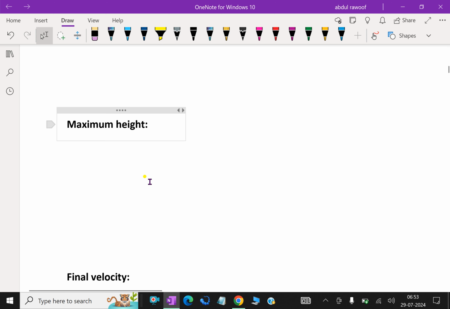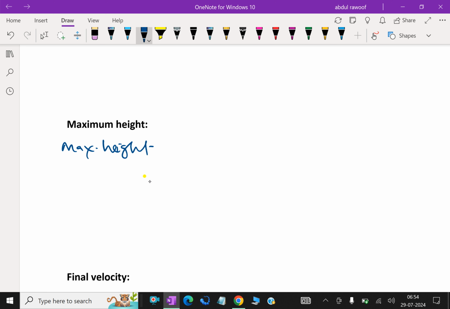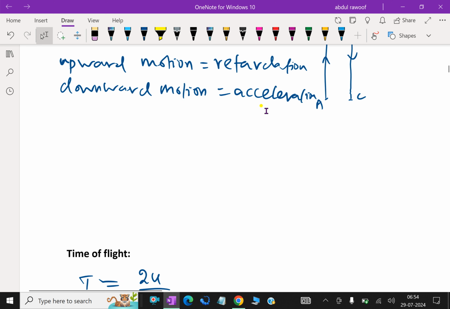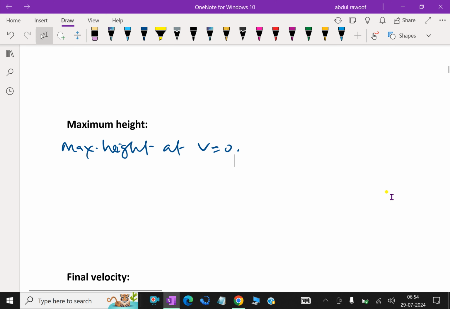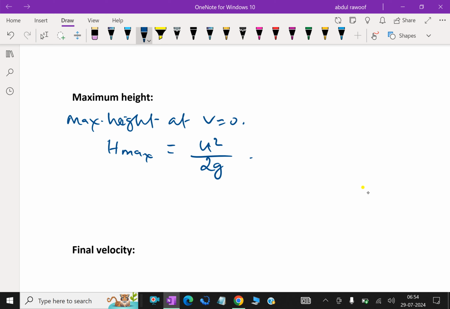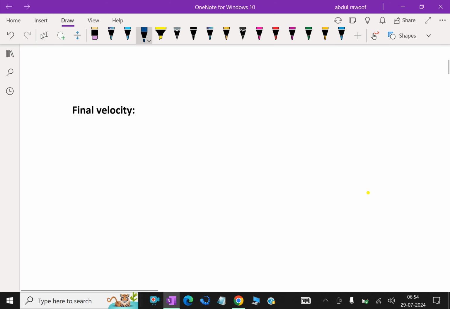Then maximum height. At maximum height the velocity is 0. Therefore, we have h max equal to u squared by 2g. Then final velocity, vf equals minus initial velocity.